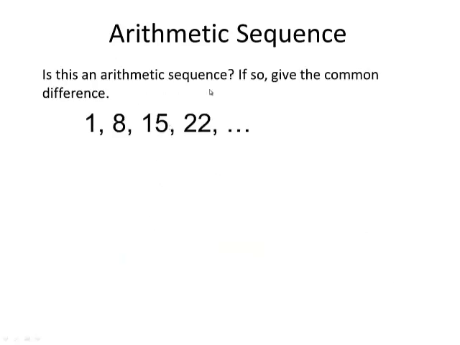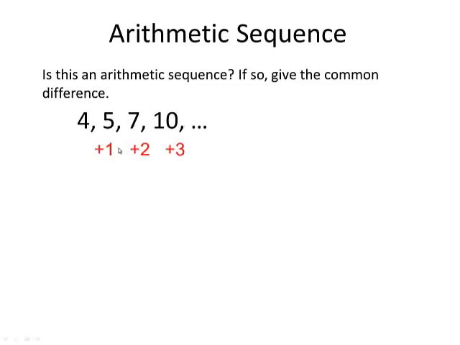Is this an arithmetic sequence? If so, what is the common difference? 1, 8, 15, 22. Is there a common difference? Well, 8 minus 1 is 7. 15 minus 8 is 7. 22 minus 15 is 7. So there is a common difference, so it is an arithmetic sequence. What about this? 4, 5, 7, 10. So 5 minus 4 is 1. 7 minus 5 is 2. And 10 minus 7 is 3. Well, these are not the same numbers, so this is not an arithmetic sequence.